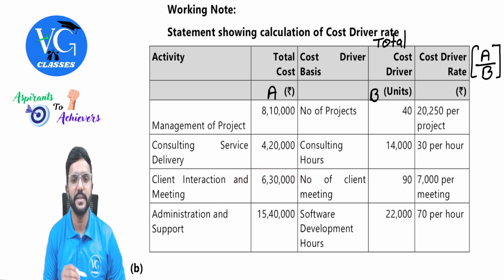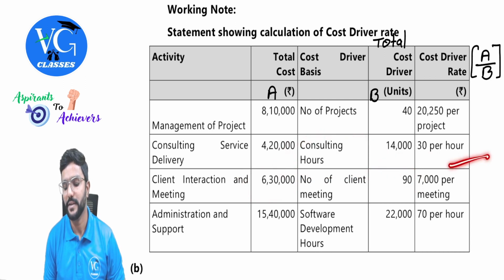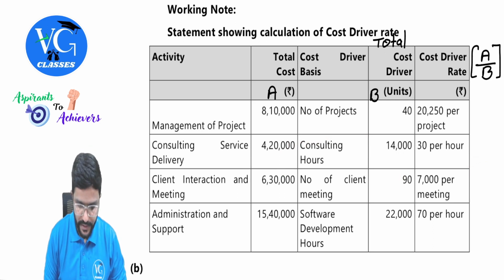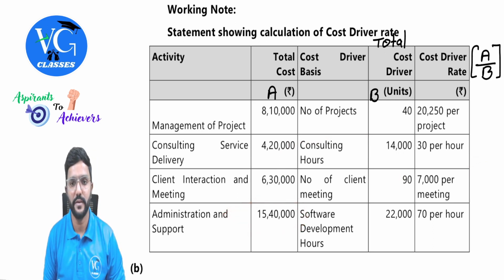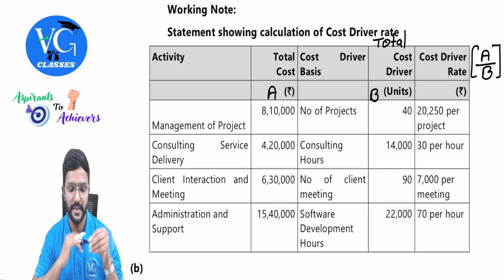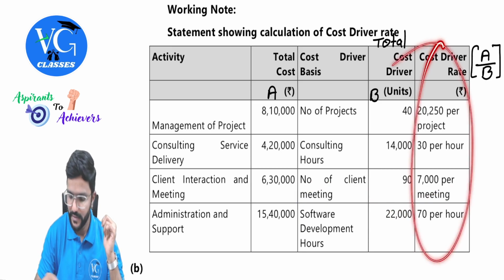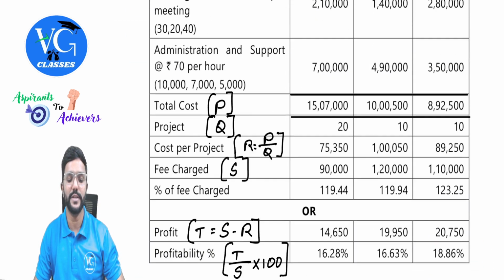Then 6,30,000 here, the activity cost, divided by the number of client meetings, 90. So you will get 6,30,000 divided by 90, 7,000 per meeting. Okay. Next, 15,40,000 is the activity cost divided by total software development hours, 22,000 hours. So you will get 70 rupees per hour. Okay. So using this, we can calculate what is the cost of each cost object.